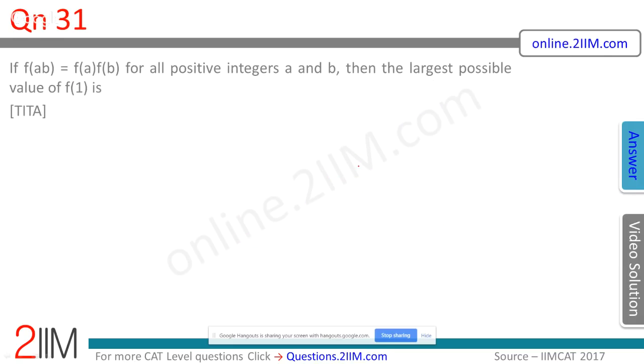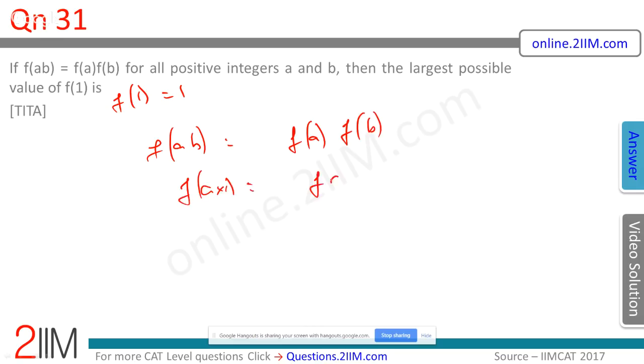F of AB equals F of A into F of B for all positive integers A and B. The largest possible value of F of 1. This is a multiplicative identity. F of AB is F of A into F of B. F of A into 1 is F of A into F of 1. F of A equals F of A into F of 1.